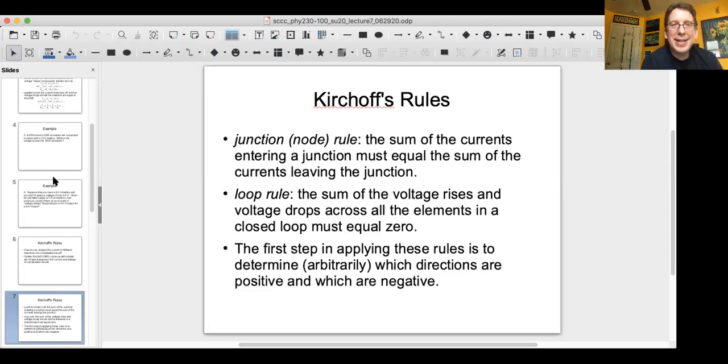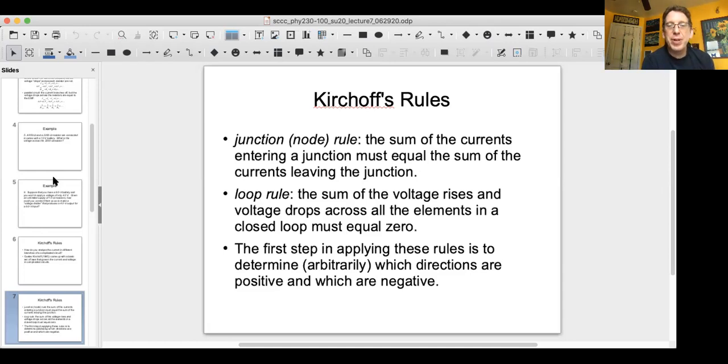And the next thing you need to do is assign directions to your loops and assign directions to your currents. Now, if your current is actually going in the opposite direction to what you assigned it, you'll get a negative value for that current. And that's not necessarily a bad thing. I mean, that doesn't mean you got it wrong. It just means the current is going in a different direction to what you originally assigned. And as long as you've done the math right, that's okay. You're not going to lose credit for that.